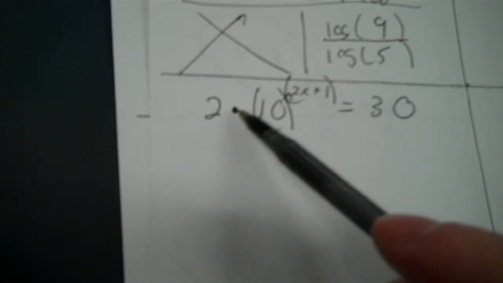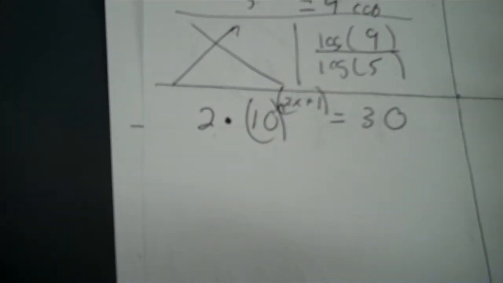And one thing you can't do is take 2 times 10 and call it 20 to the 2x plus 1 power. Okay? That's not right. You don't understand the property of the powers. The only way I would be able to multiply them is if they both had the same power. That's to the 2x plus 1 power, and that's to the power of 1. So the powers are different, so multiplying here you can't do.